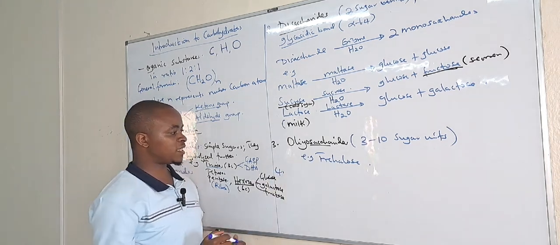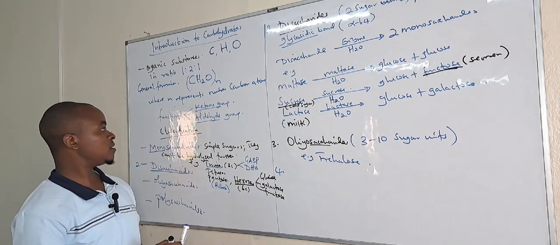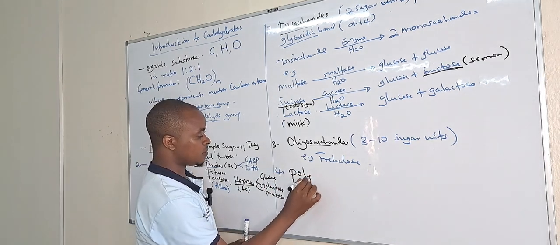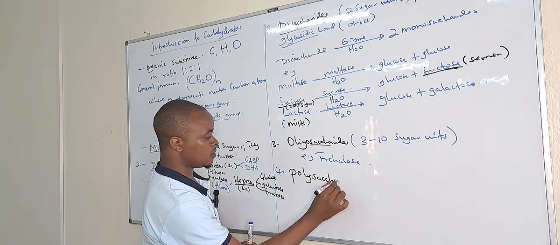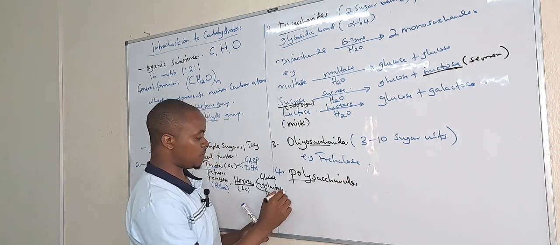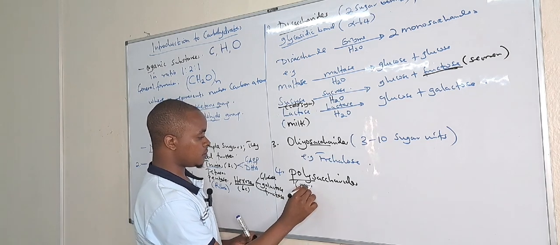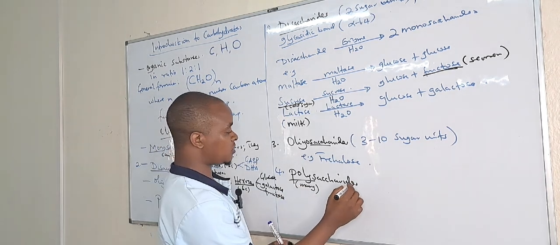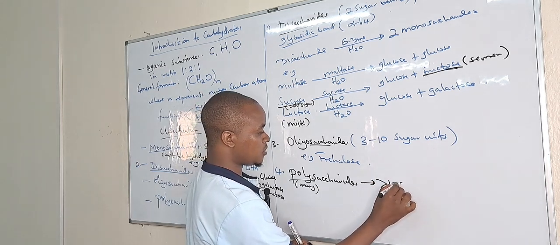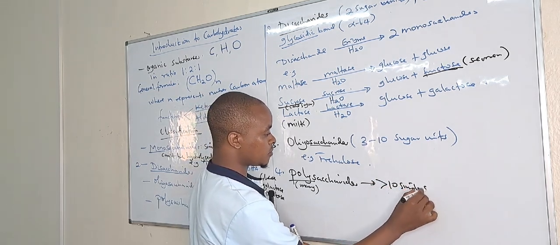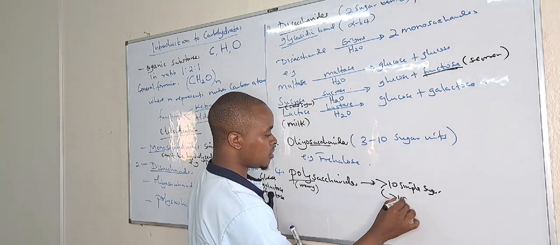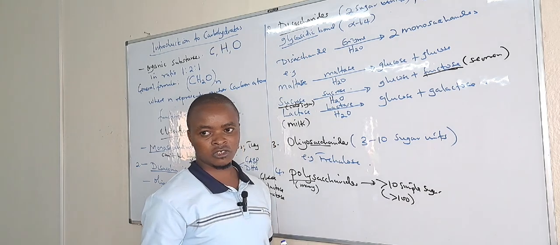Then the last class of carbohydrates is polysaccharides, where poly means many. These polysaccharides contain greater than 10 simple sugars, but the majority of them have greater than 100 simple sugars.